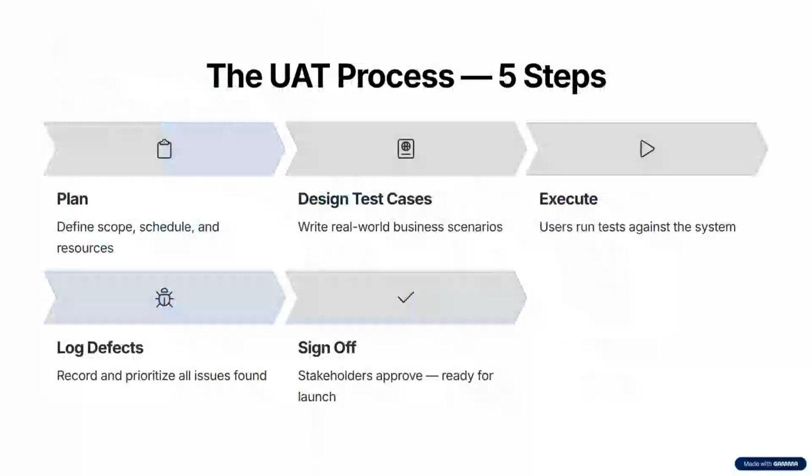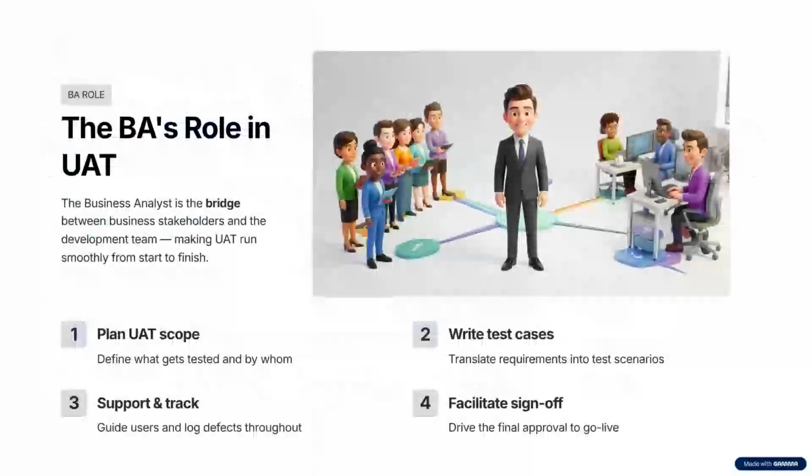Step 3. Execute. Business users run through the test cases and record their results, pass or fail. Step 4. Log defects. Any failures are logged as defects and sent back to the development team for fixing. Step 5. Sign off. Once all critical defects are resolved, stakeholders formally sign off on the system, approving it for go live.